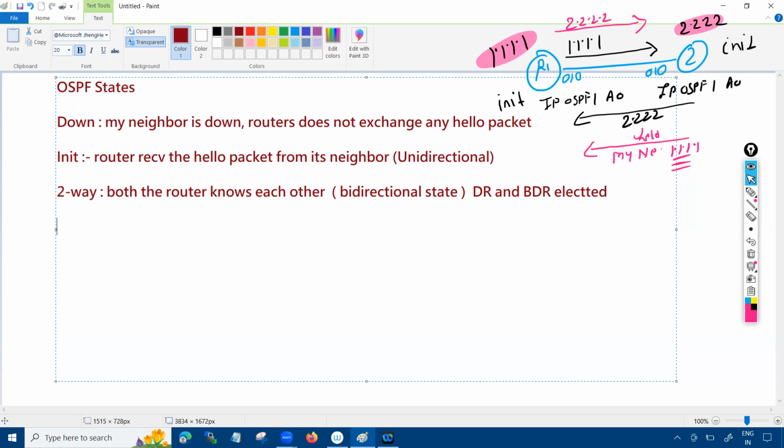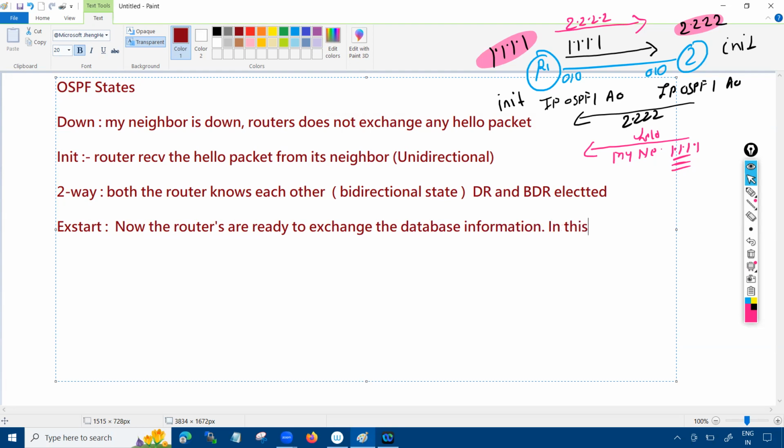Then next state we have is what? Next state we have ExStart state. Remember, I explained to you the concept of the master and slave and the MTU mismatch, right? So normally in the ExStart state, what happened? Now both the routers are ready to exchange the database information, right? In this state, master and slave will be elected. Ready to exchange, but we are not exchanging it.